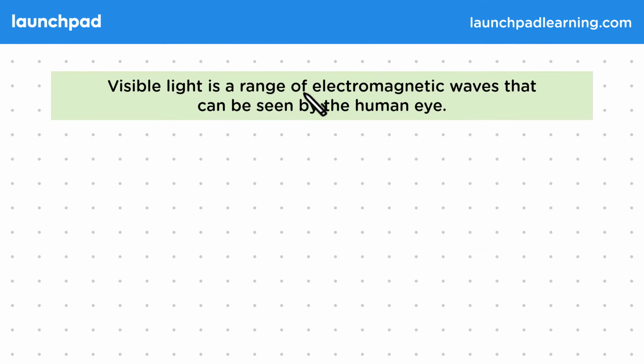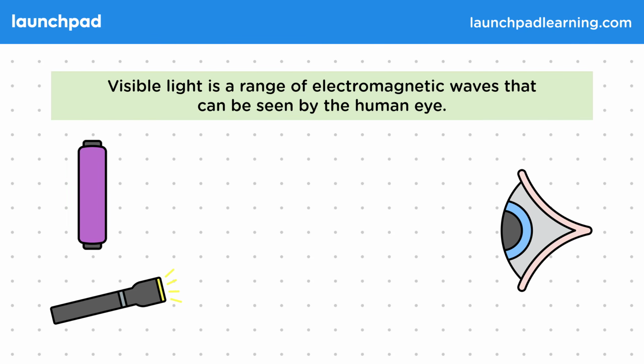Visible light is a range of electromagnetic waves that can be seen by the human eye. Remember that electromagnetic waves are transverse waves that are able to travel and carry energy without oscillating matter. Here we have two types of lamp, which both emit electromagnetic waves.